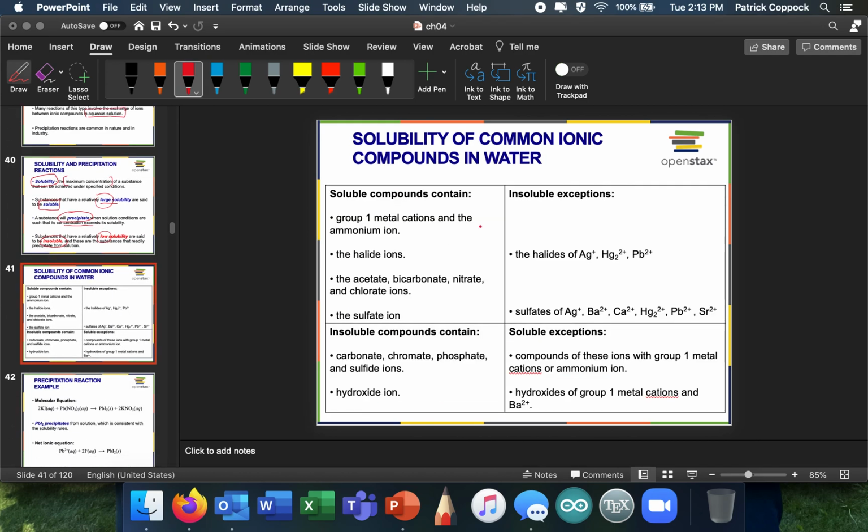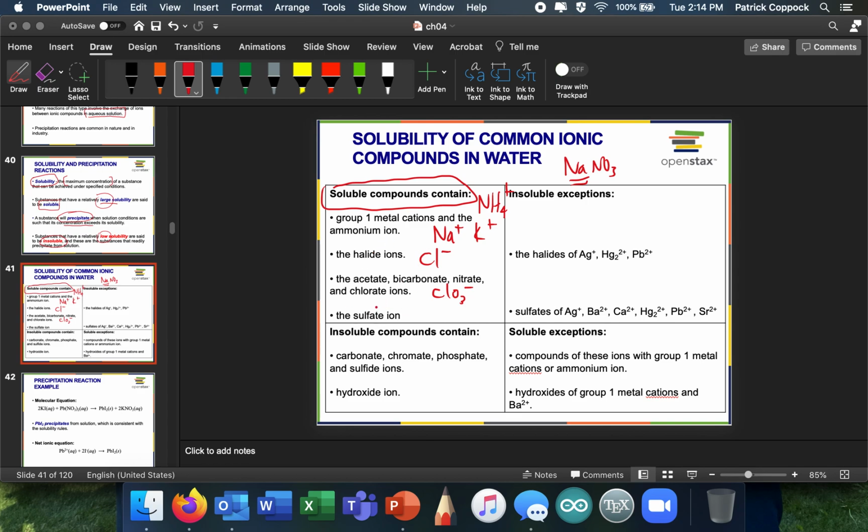So here's a chart. Every textbook has a chart that looks like this, and this is really helpful, but you've got to get your eyes used to it. So first of all, soluble compounds contain group 1 metal cations, like sodium, potassium, okay? Group 1 metal cations, and also the ammonium cation, NH4+. So these are soluble. If you see something like sodium nitrate, you know it's soluble because it has sodium in it, all right? They also have the halide ions, like chloride. So if you see something that's chloride, it's soluble. And they also have acetate, bicarbonate, nitrate, and chlorate ions, where chlorate is ClO3 minus, okay? And the sulfate ions. So you have to memorize these.